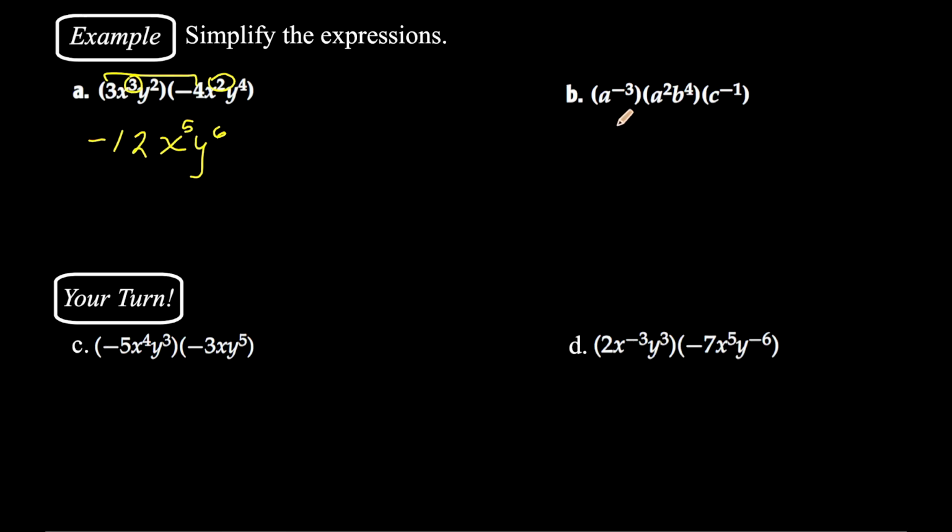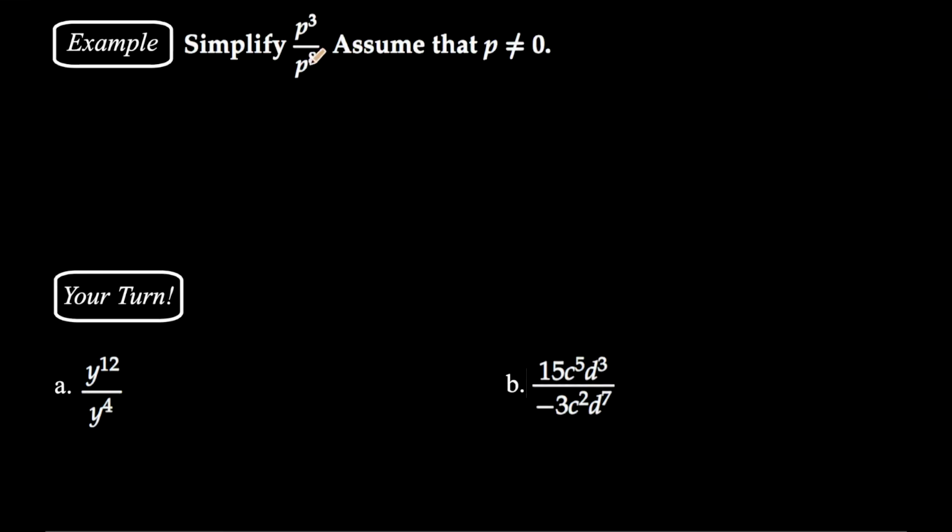Example B, we have a to the minus 3 times a to the second. So again, we're going to add those together. So negative 3 plus 2 is a negative 1. b to the fourth and c to the minus 1. But we can't have any negative exponents in our answers. So we'll end up with b to the fourth in the numerator. And then a and c both go down to the denominator, making those positive exponents. So I've given you a couple of problems to try here for letters C and D, and bring those answers to class.